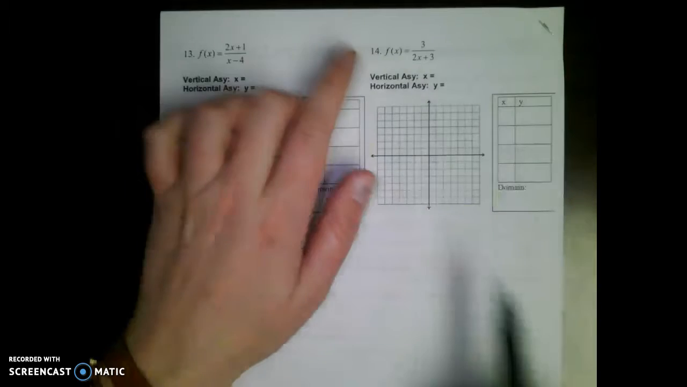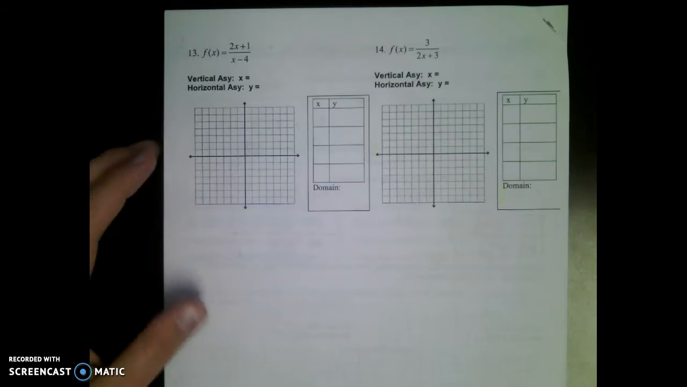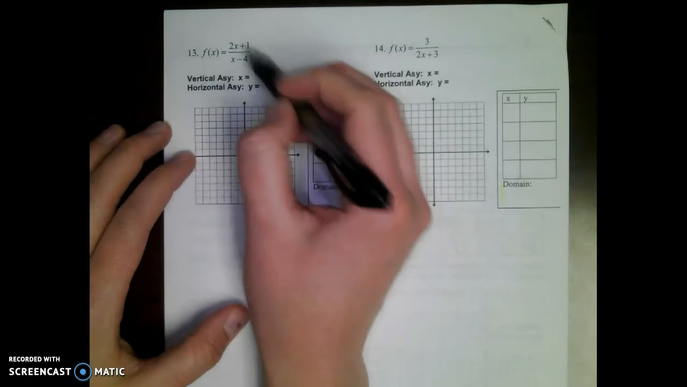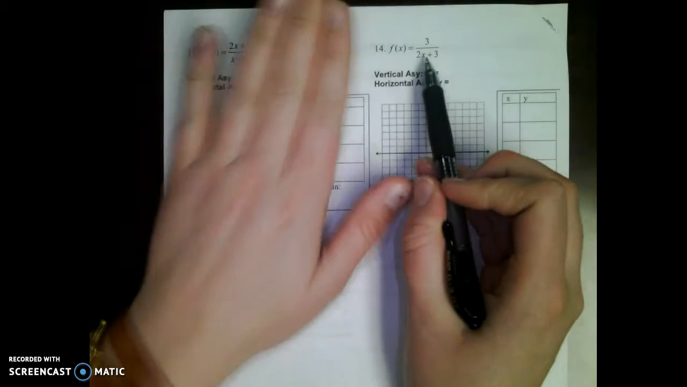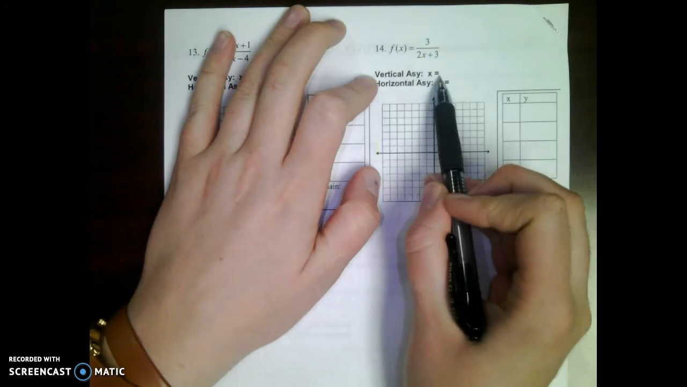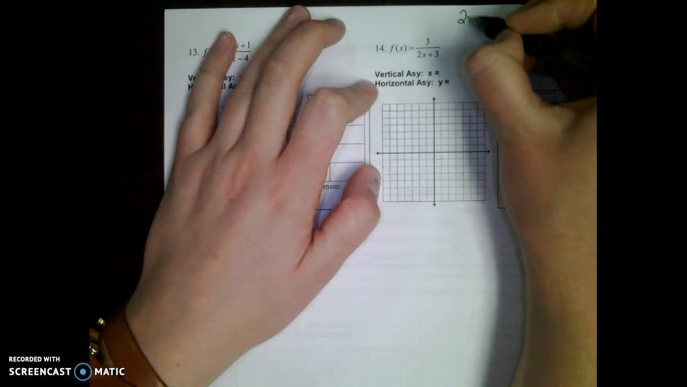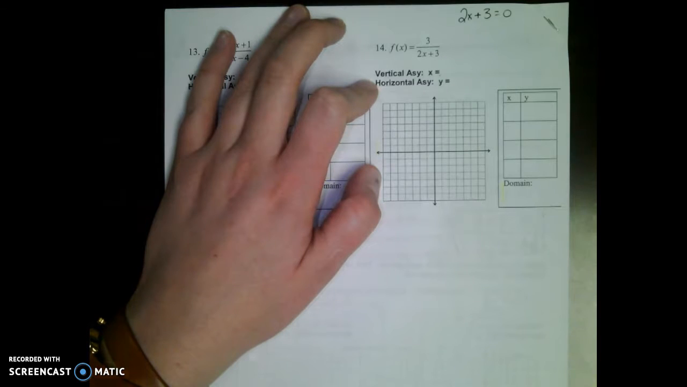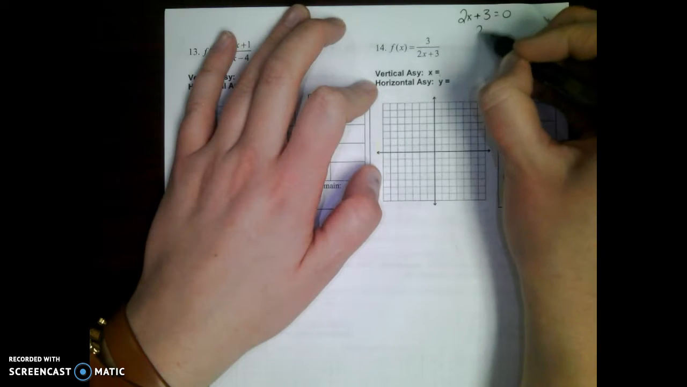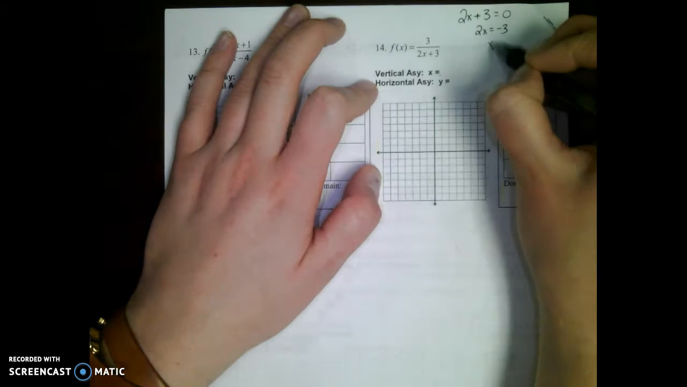We are going to do number 14 together because I think it is one of the more difficult of these, and we are going to talk about number 13 briefly before the end of the video. So number 14, first thing we need to do is figure out the vertical asymptote and the horizontal asymptote. For the vertical asymptote, you put the denominator equal to 0 and solve that equation. We would subtract 3 on both sides and then divide both sides by 2.